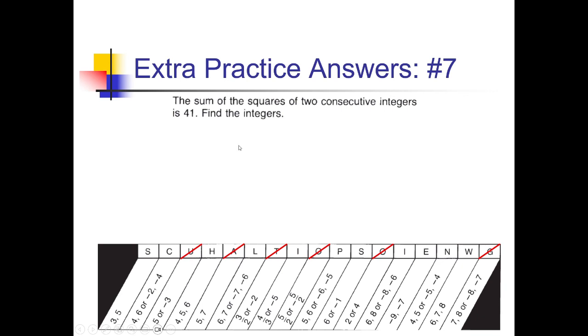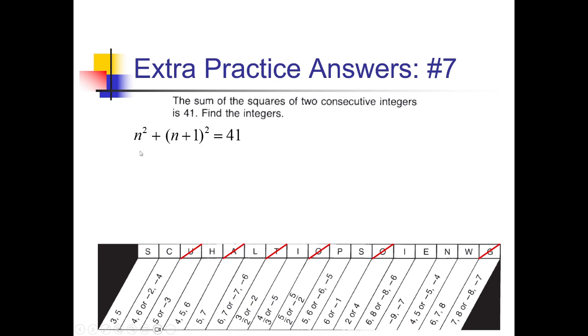So I'm going to have n squared plus parentheses n plus 1 squared. This is the sum of the squares of two consecutive integers. And they said if I do this, I should get 41, so equals 41. All right, this is going to be a little bit of a mess initially, so we're going to have to distribute out this parentheses and get everything in standard form.